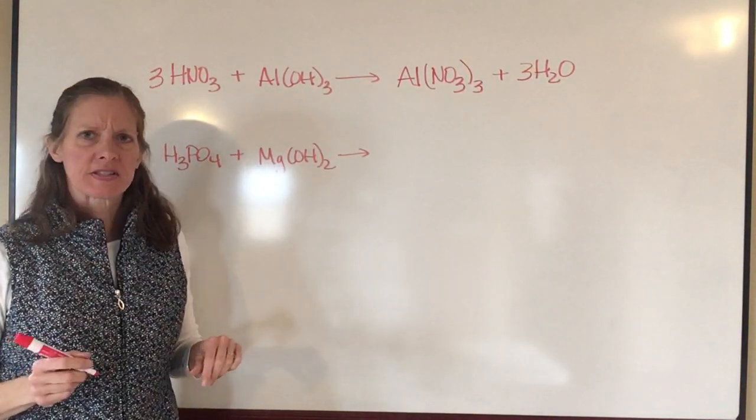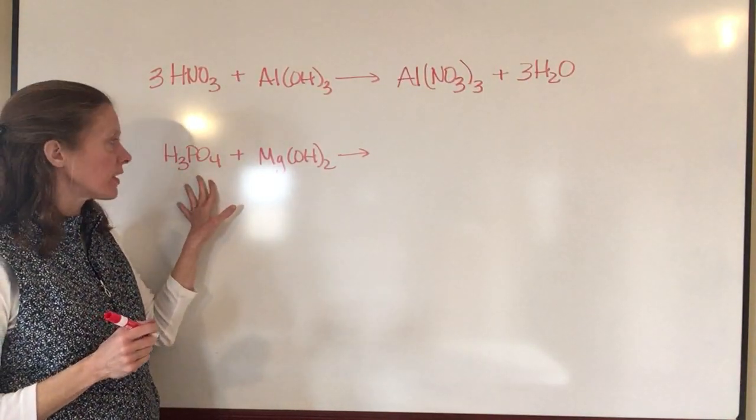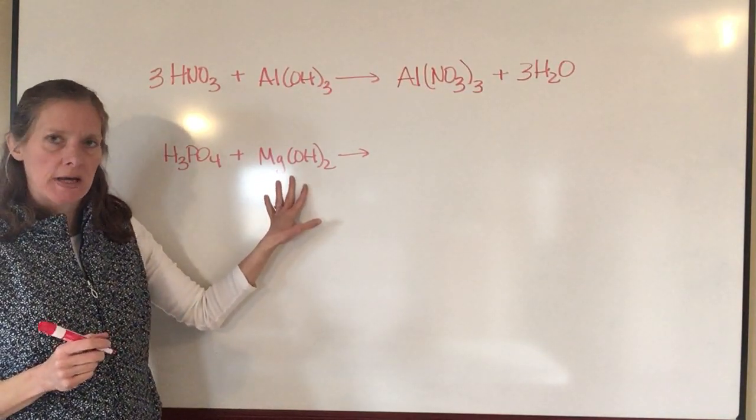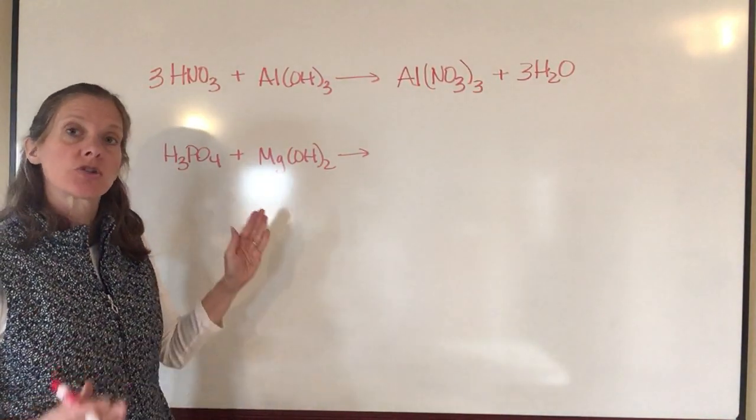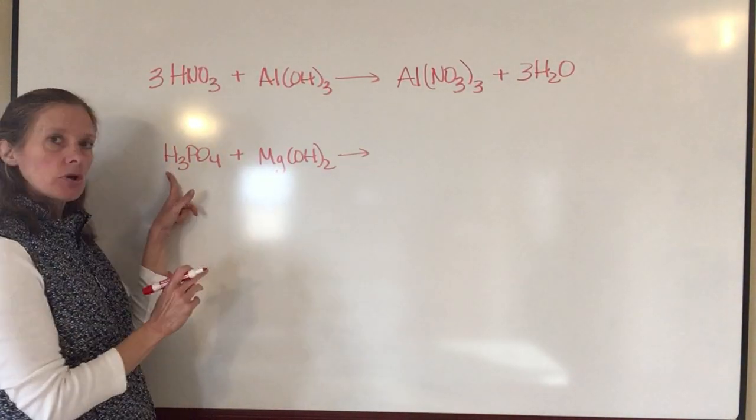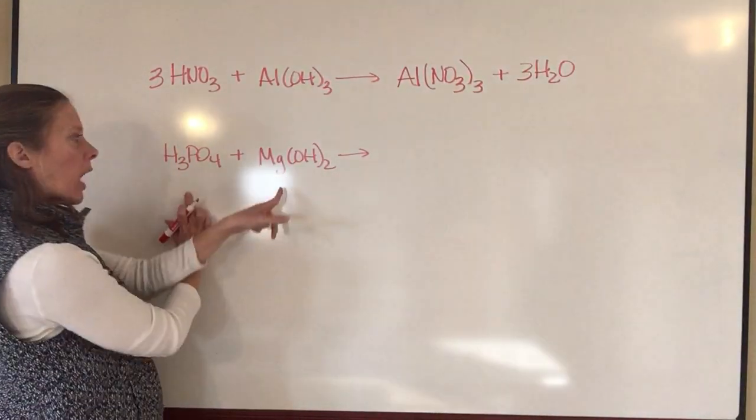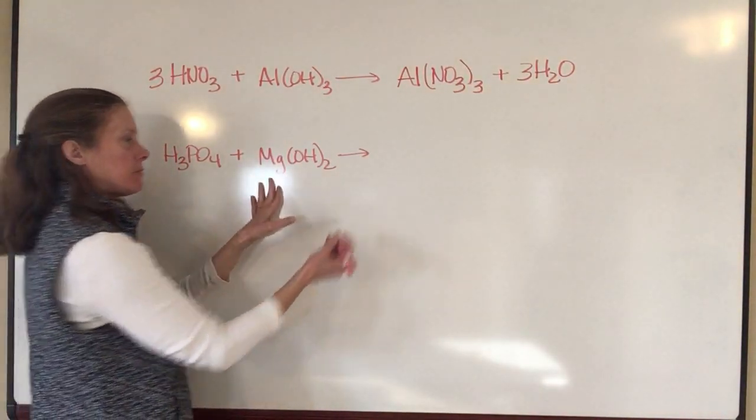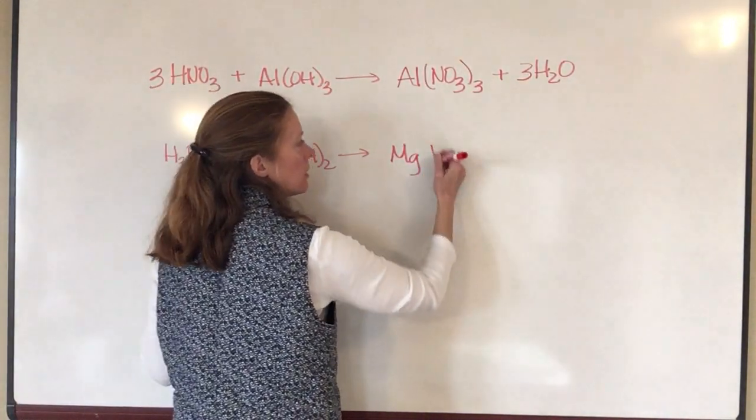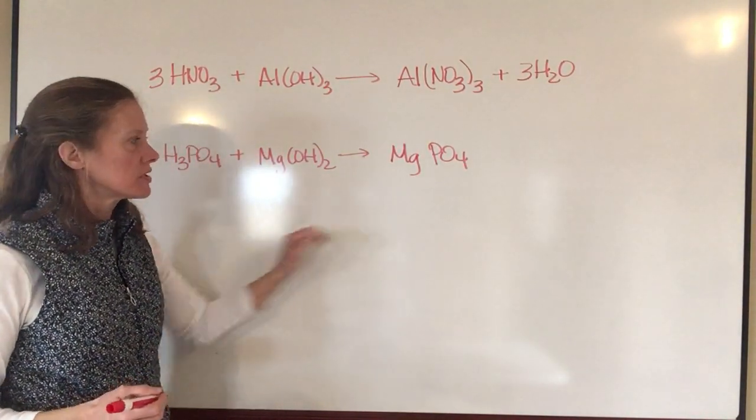The second equation we'll look at here is H3PO4, phosphoric acid, plus Mg(OH)2, which is magnesium hydroxide. So again, what we're going to do is swap the partners, positive for positive. Here your hydrogen ions are positive, here your magnesium ions are positive, so they are going to swap places. That means my Mg is going to pair up with my PO4. And you've got to balance your charges.